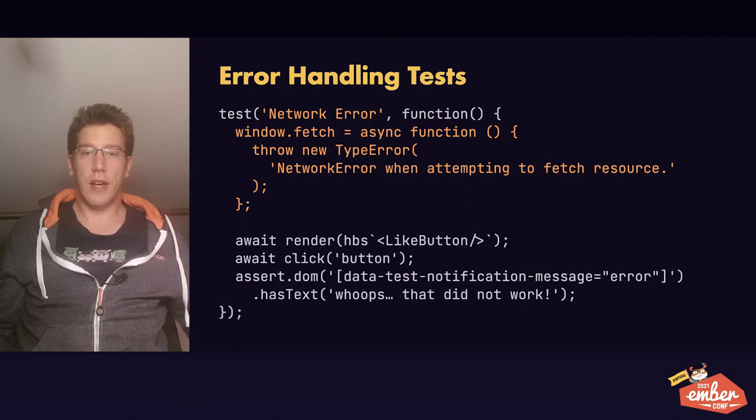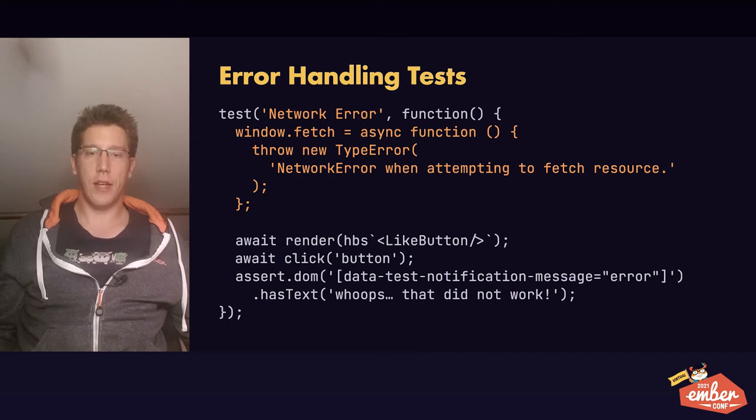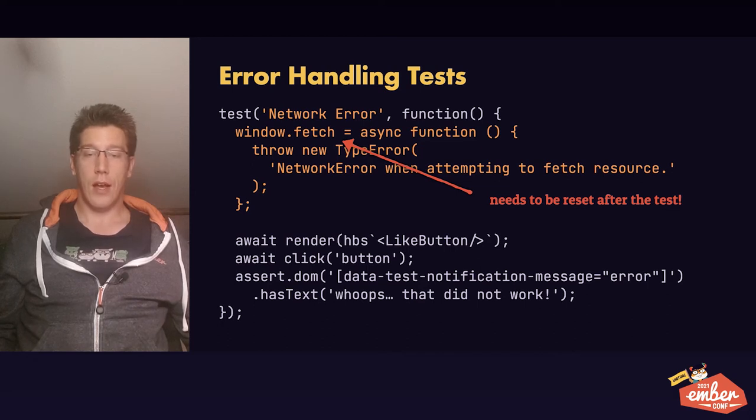To test this, unfortunately, we can't use Mirage, because it does not appear to have the functionality built in to test network errors. But we can override and mock the fetch function manually instead. Here, we override it with an async function that throws a TypeError, just like the real browser would. But we need to make sure that we reset this mock after the tests. Otherwise, all following fetch requests in other tests might also fail, and that's not what we want.